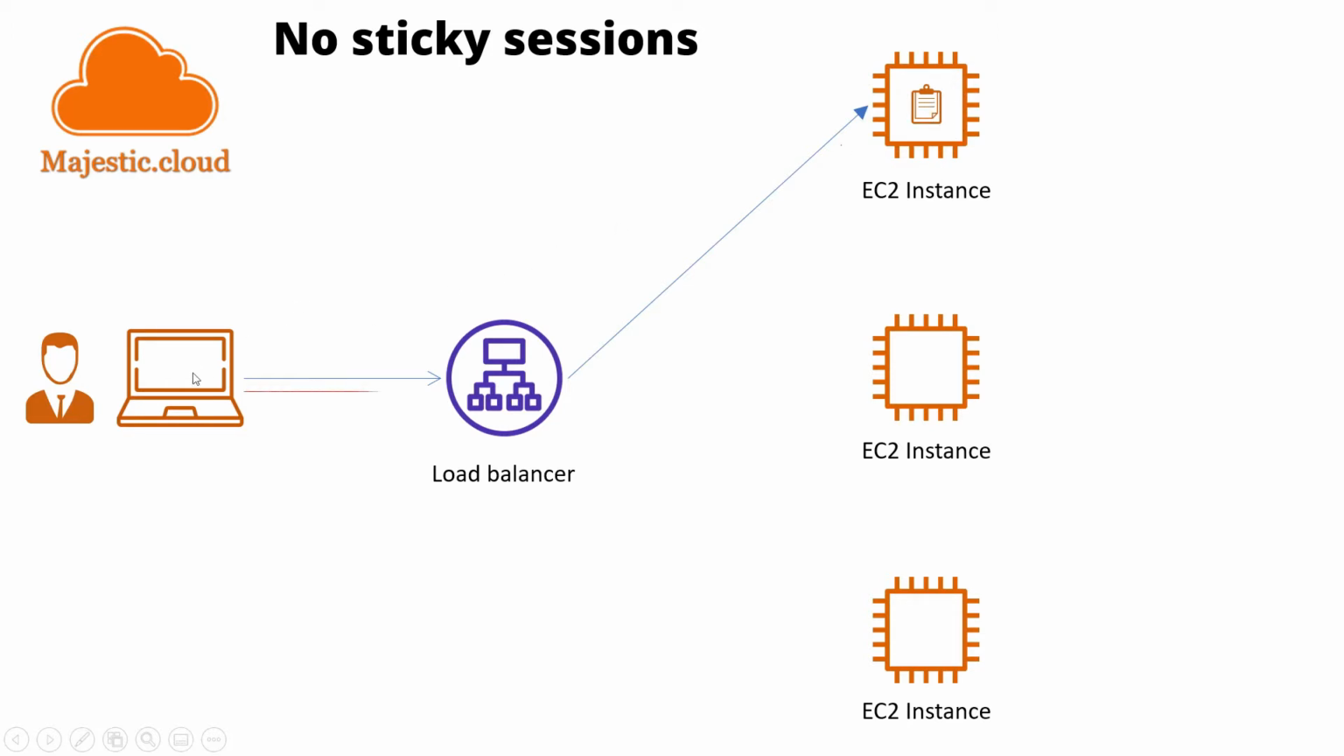But on the subsequent request, so on the next request, our user is directed to another EC2 instance, and on this instance we have no session. So what happens is that our user loses his session, he's no longer logged into the application, in other words. So this is a very bad user experience for him, and we want to avoid this scenario. So let's look at how sticky sessions help us to solve this.